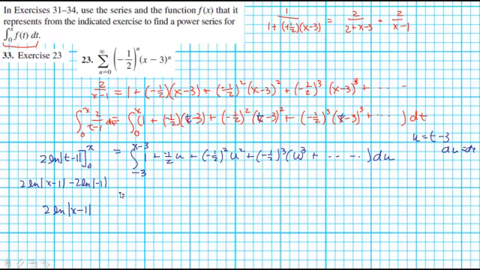All right, so let's go ahead and take the antiderivative of each of these. We're going to end up with u minus 1/4 u squared plus (negative 1/2) squared times 1/3 u cubed plus (negative 1/2) cubed times 1/4 u to the 4th, dot dot dot, and we're going to evaluate this from negative 3 to x minus 3.